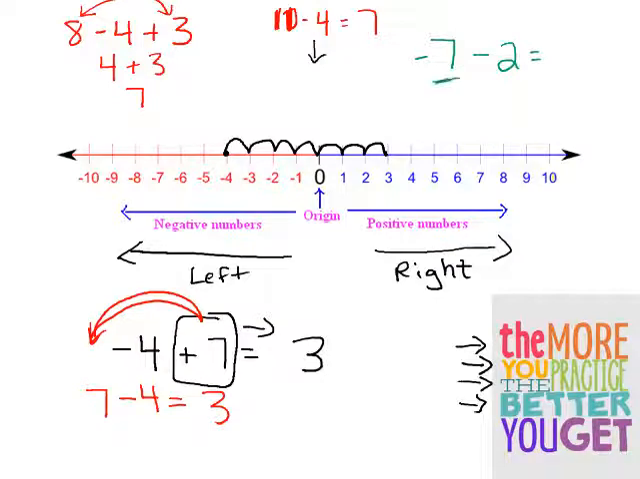Okay, so we're going to start at the -7 right here. And then it says for us to jump 2 spaces to the negative. Okay, so negative means we have to go left. 1, 2. Our answer is -9.